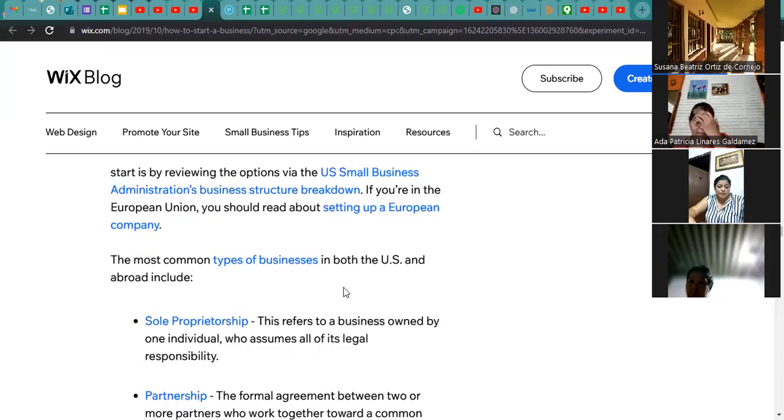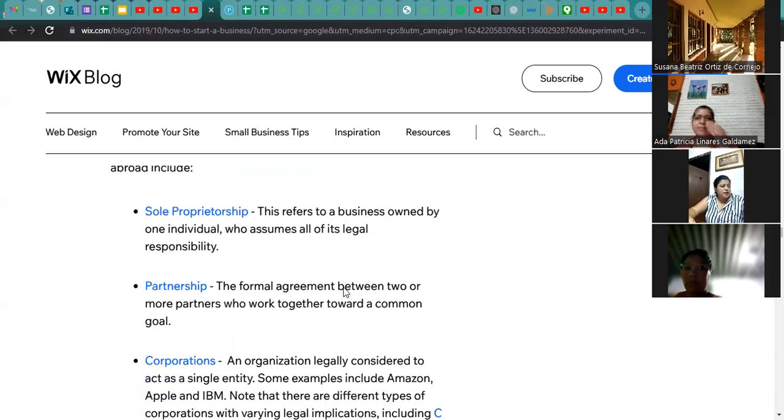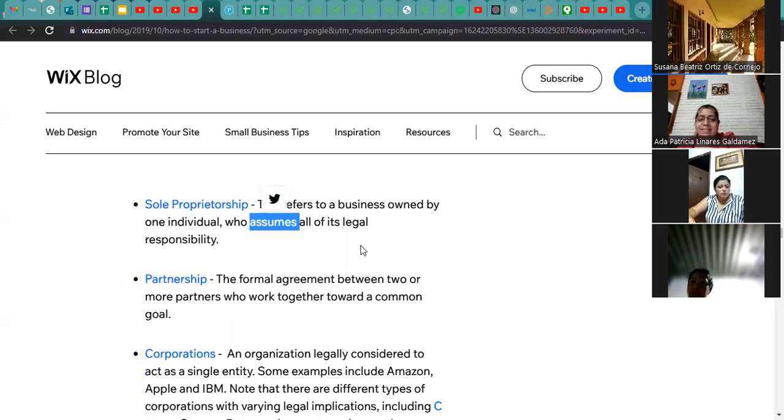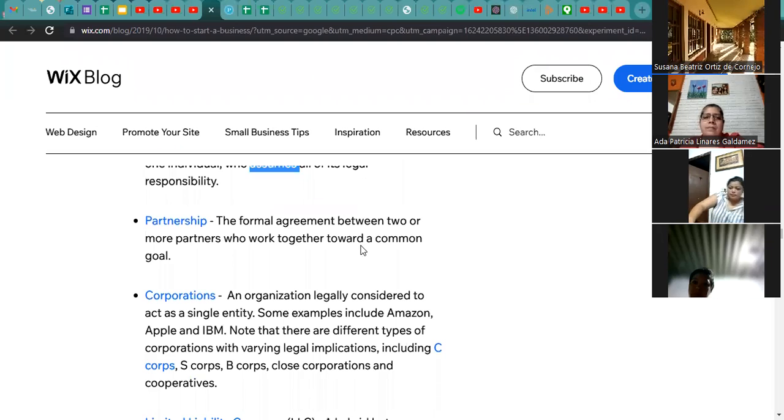Oh. Okay, let's see. What is to assume? Take the responsibility. Assume. It could be something like that. Yeah, in this case. That is it. Very good. Of its legal responsibility. What is toward? Work together toward. In context, in function, together toward, aligned to a common goal. In direction of a common goal. That is it. In direction to.